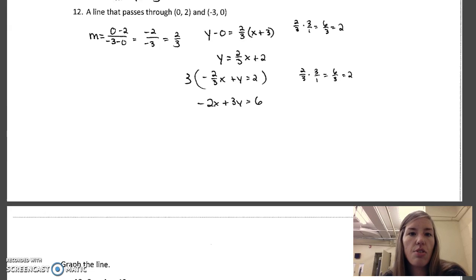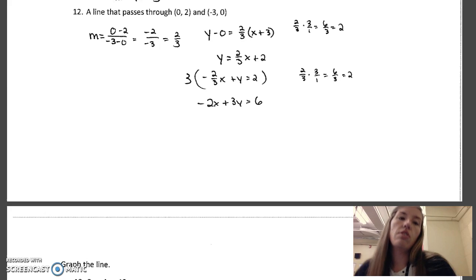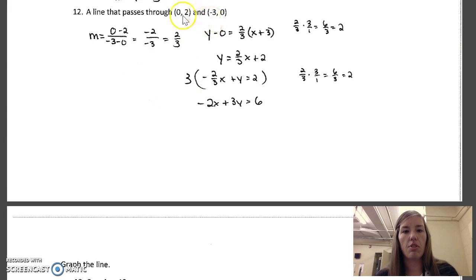A line that passes through these points. Again, think of what you have. In this, you have 2 points. So what are you missing? Your slope. So you should have found your slope. Pick either point, and they both have zeros, so it should have been easier. Pick them, plug them in.